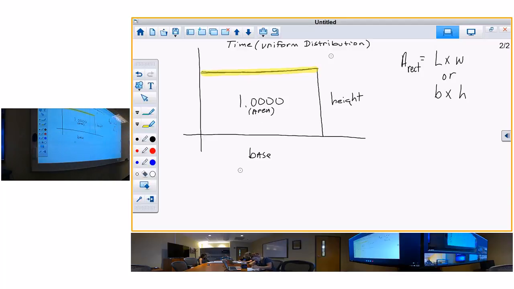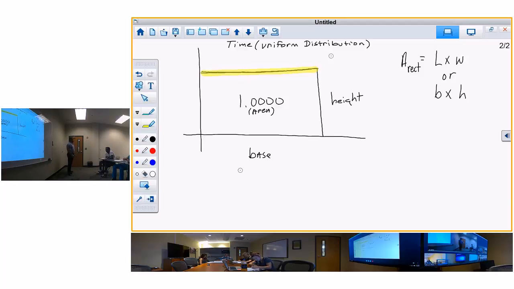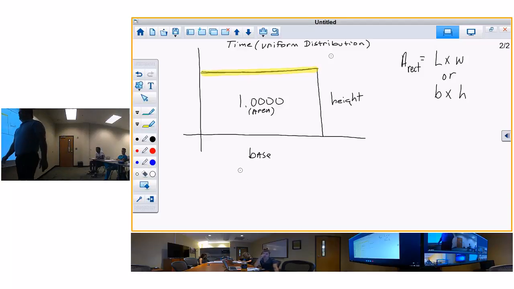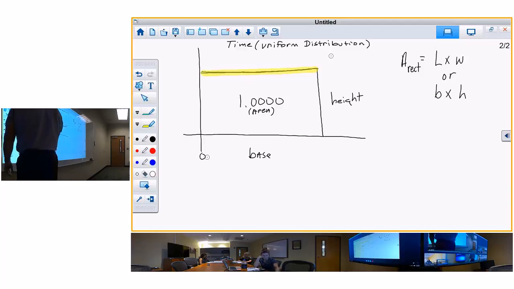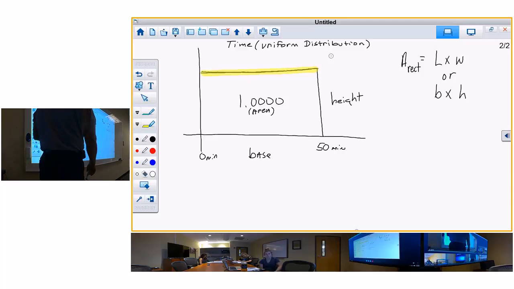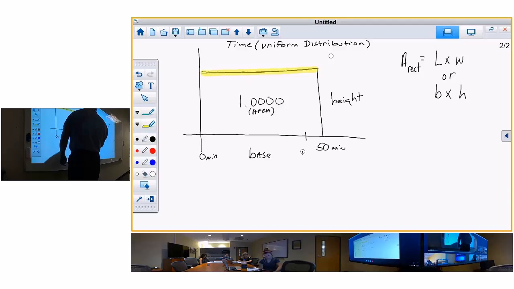So usually the question is going to be giving you something, and it's going to ask you something like, the psychology teacher's class ranges from 0 to 50 minutes. What is the probability that the teacher will let you go after 45 minutes? So you go 45 minutes and question mark. Everybody with me?